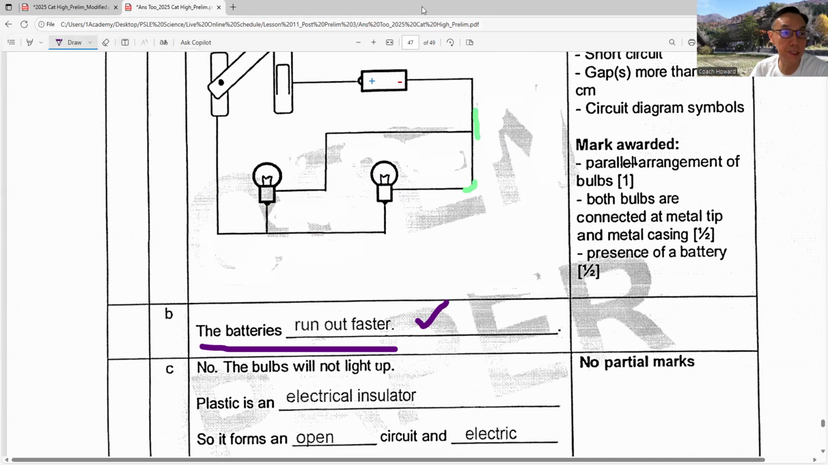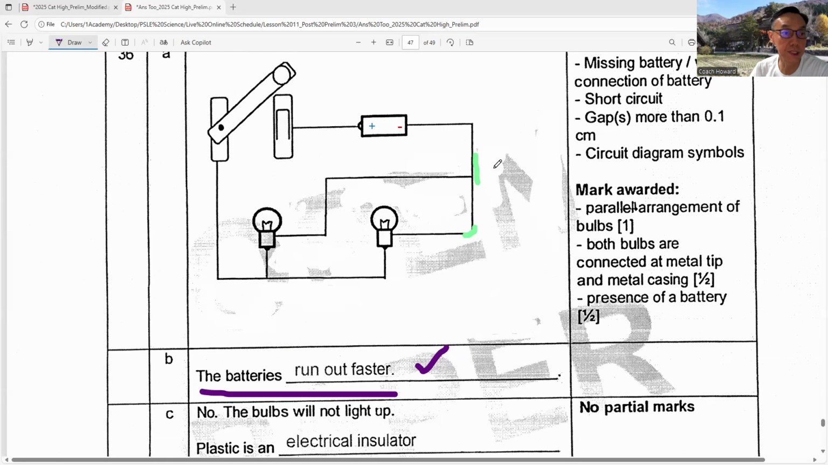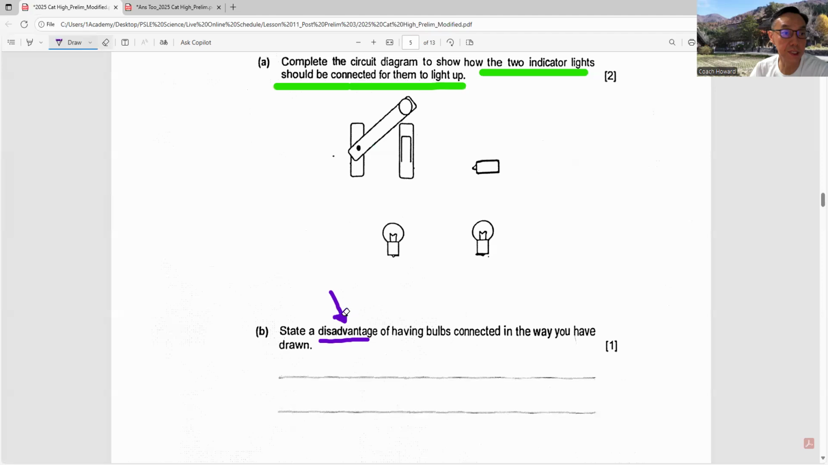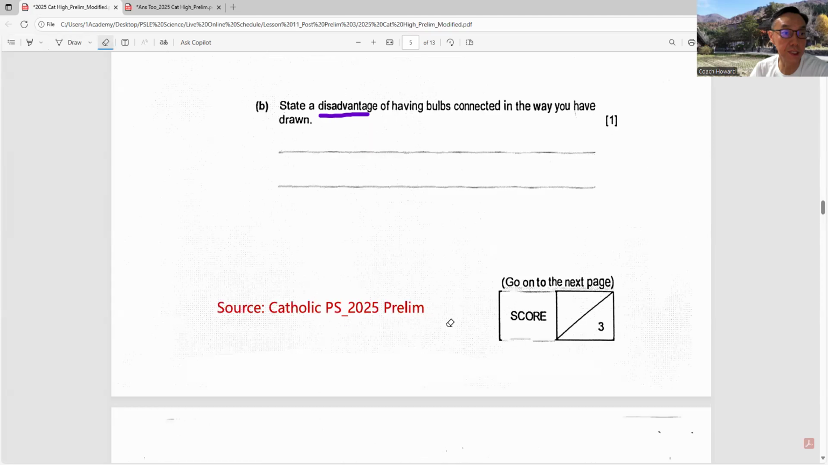The reason is very simple, because as you know, bulbs connected in parallel, the light intensity is higher. So it uses more chemical potential energy from the batteries. So the batteries will run out faster. Okay, you can also connect them in series, the same thing. That means for these two bulbs, you have to redraw the circuit diagram using maybe the free one to connect in series, which I show you maybe later due to the time constraint. Okay, part C.